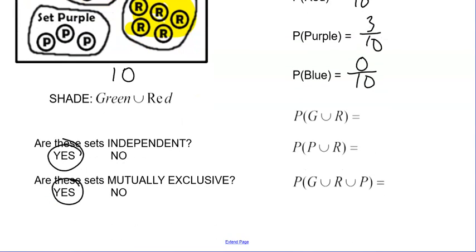Now, what about green or red? We'll just add them. So 2 plus 5 is 7 out of 10. What's the probability of either purple or red? Well, purple is 3, red is 5, plus 3 is 8 out of 10. Now, what's the probability of either green or red or purple? That's 10 out of 10. You're guaranteed of getting one of those colors.